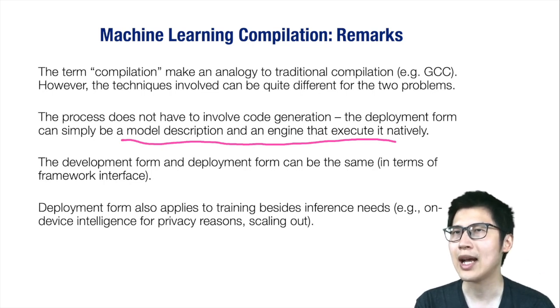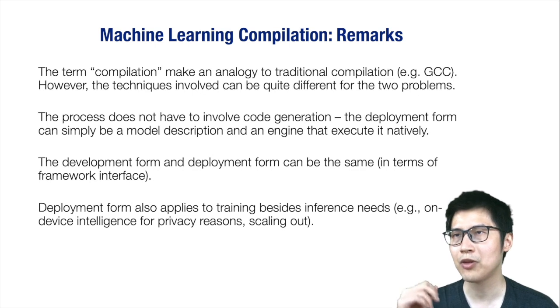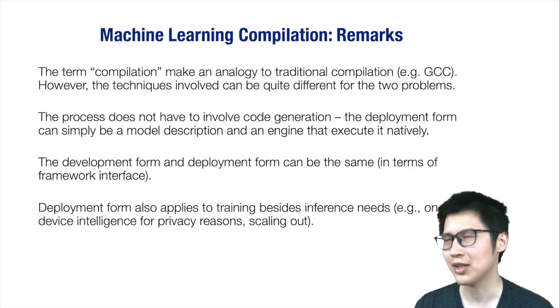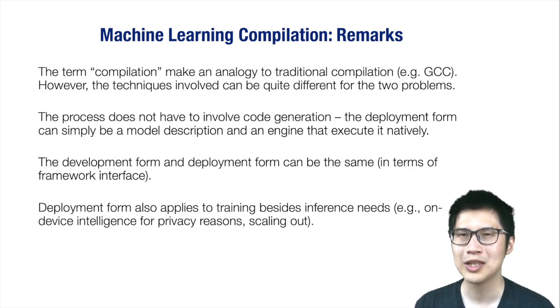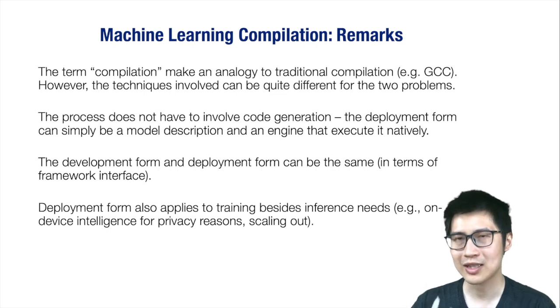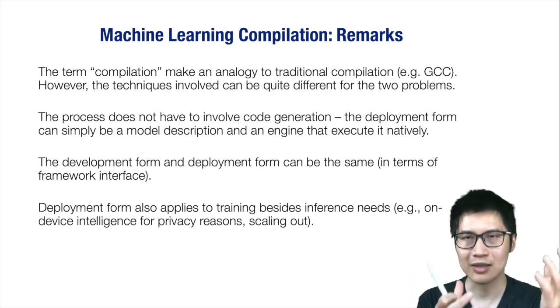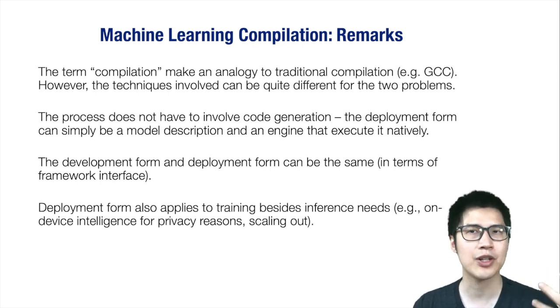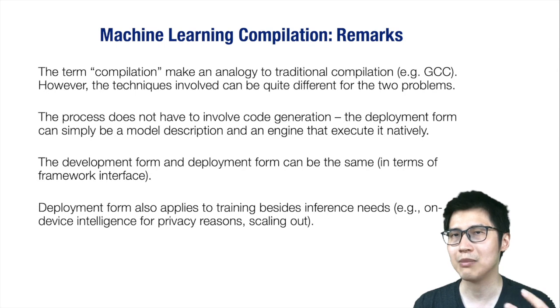The second thing is that in some cases, the development form and deployment form can take the same interface. For example, if we are trying to deploy in server settings, maybe we are developing in TensorFlow and directly deploying in TensorFlow, that is totally fine. Still in that setting, we will be able to leverage machine learning compilation techniques, because we can take the model descriptions in their development form and optimize them so that although they expose the same interface, the underlying execution is more memory efficient or optimized for other metrics we are interested in.